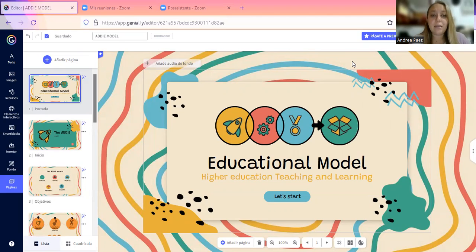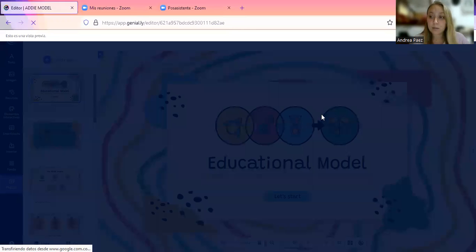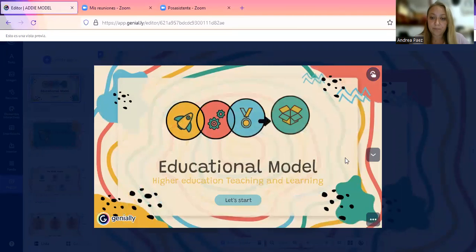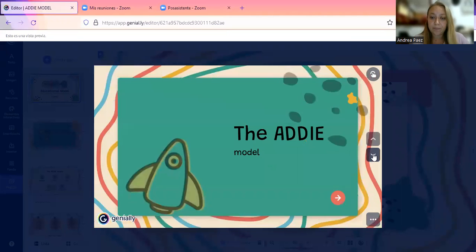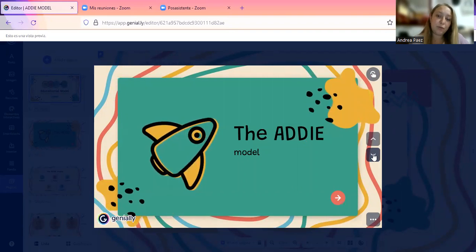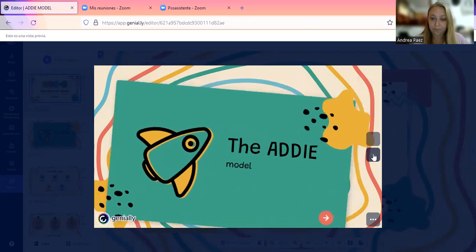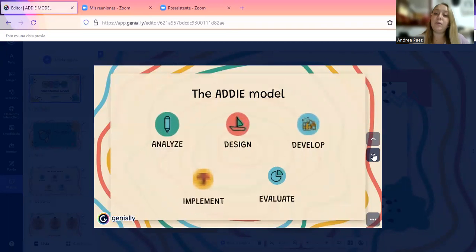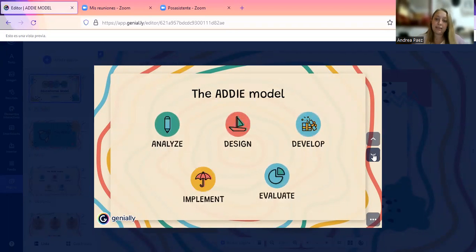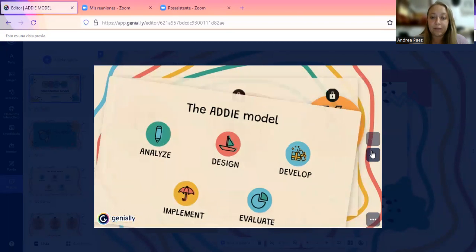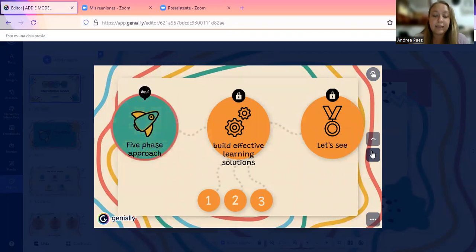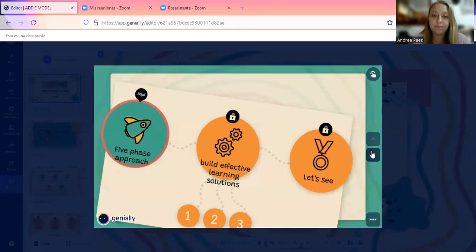and Learning. I am going to explain the educational model. So we are going to start. I am going to explain to you the ADI model. The ADI model stands for Analyze, Design, Develop, Implement, and Evaluate. This model is a 5-phase approach to building effective learning solutions.